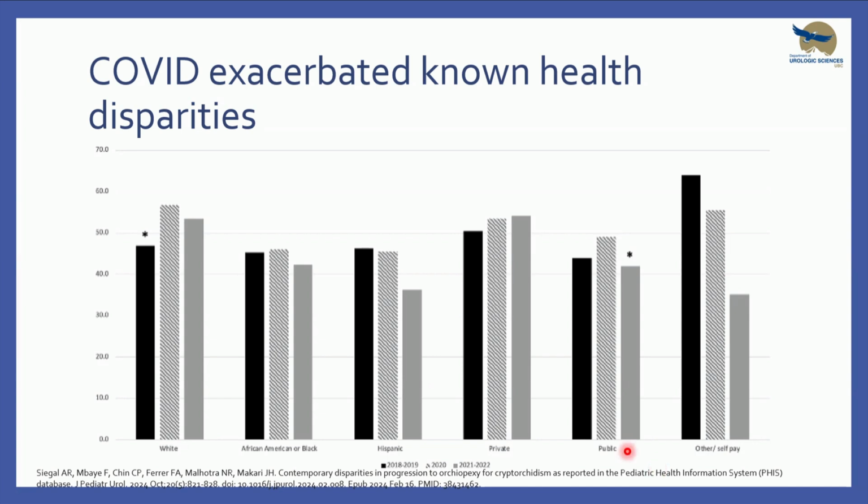So if you take a look here, and this is for patients with public insurance. So the Black is pre-COVID, during COVID, post-COVID. And there was a significantly lower proportion of patients with public insurance in the post-COVID world that underwent timely orchidopexy, so 49% versus 42%.